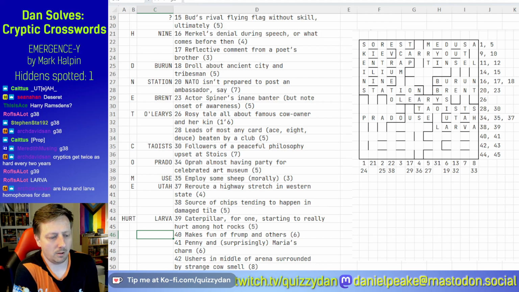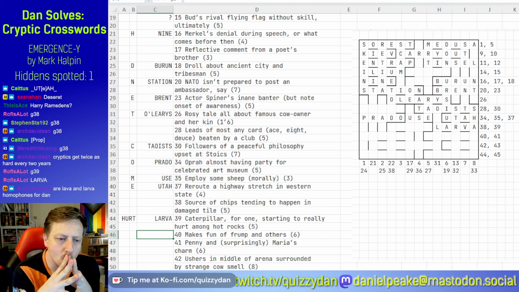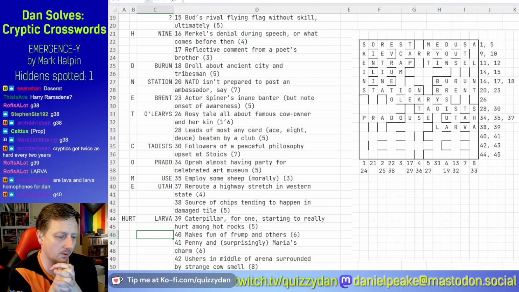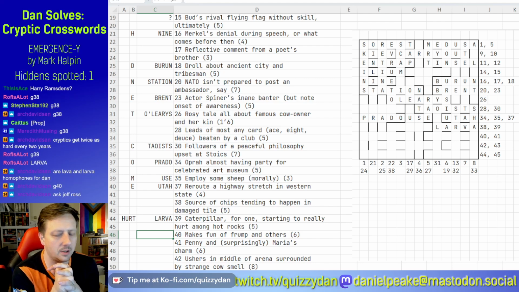Rump. Rump. Feels like makes fun of is the definition. Then you got rump and others. We were told how many... Oh, no. The words in clue order will form a cryptic clue. I thought we were told how many words were going to form the cryptic clue. We are not.